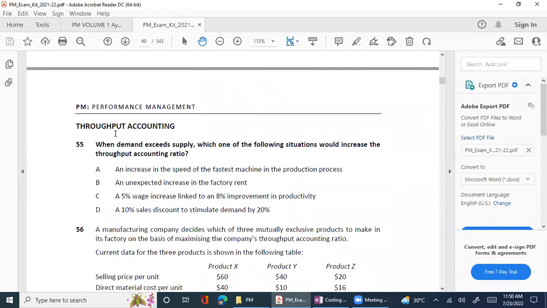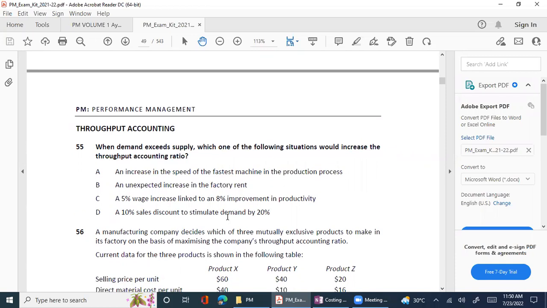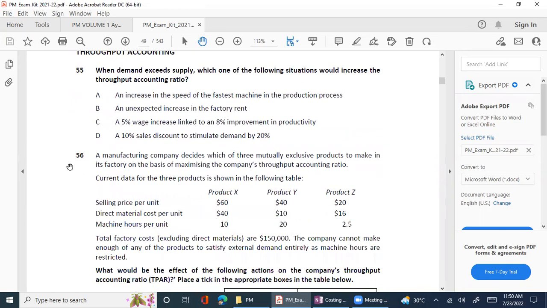So there is an increase in labor cost, but an 8% improvement in productivity. 8% improvement in productivity means your per unit time will reduce. So there is a 5% increase, but there is an 8% improvement. So ultimately we will be having a lower per unit time. So C is the most appropriate answer, because due to the reduction in per unit time, throughput accounting ratio will definitely be improved. Is it clear? D could be the answer, but we need to select one. So C will be the right answer.